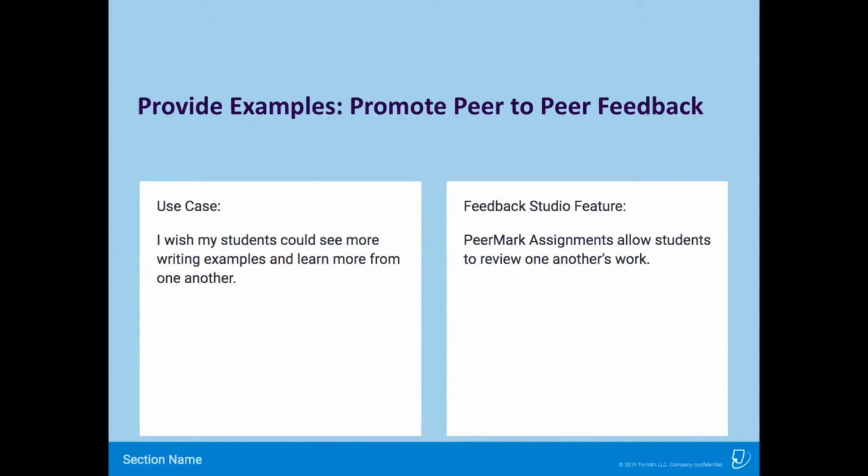Peer-to-peer feedback is a great way to provide students with examples. They can see examples of their peers' writing. Peer mark assignments allow students to review one another's work. This is a great feature within the system, a wonderful assignment type, a great engagement tool, especially when it comes to leaving feedback, teaching our students how to leave valuable feedback for one another, teaching them what to look for specifically in their peers' writings, and how to comment on it.